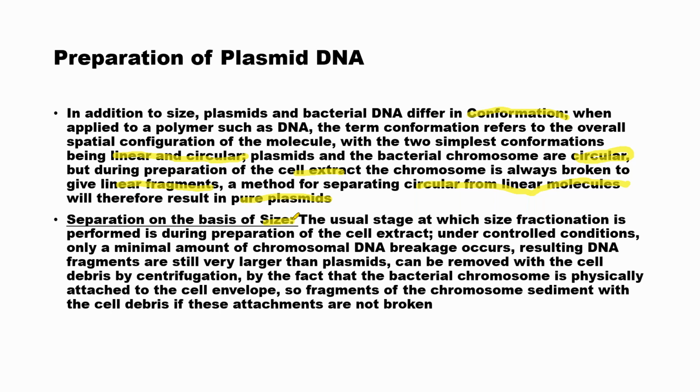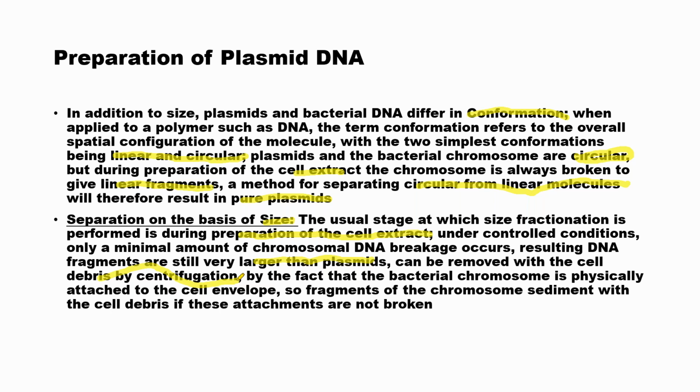Now the usual stage at which size fractionation is done is during preparation of the cell extract. So we are going for the preparation of cell extract and purification of plasmid DNA based on size. Under controlled conditions, only a minimum amount of chromosomal DNA breakage will occur. That we have already seen in the last procedure. The resulting DNA fragments are still very much larger than plasmids and can be removed with cell debris by centrifugation.